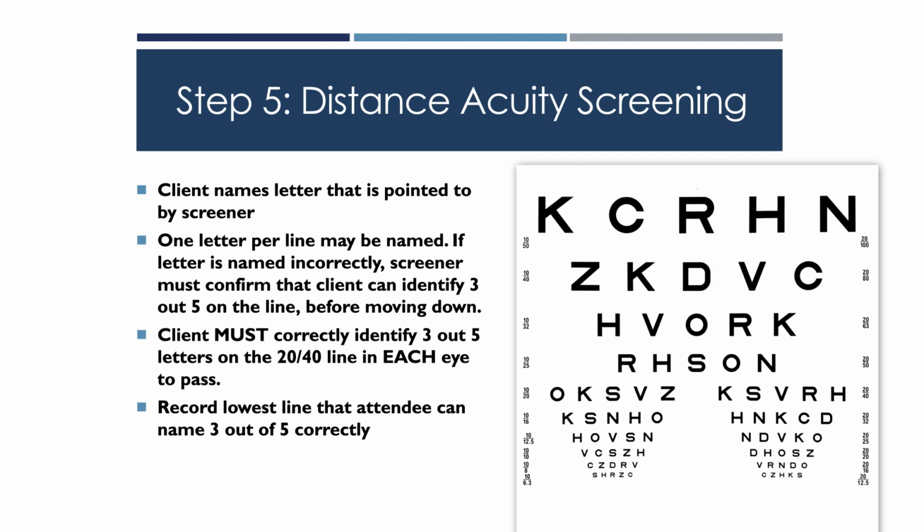If an adult cannot make it down to the 20/40 line, say they get stuck on the 20/63 line, you want to make sure they can get the majority on that line correct before you move them down. If they cannot get the majority correct, you will move them up a line and take them across that line. If they can get 3 out of 5 correct on that line, that will be their acuity score. Again, whatever is labeled on the right side of the chart for that line.